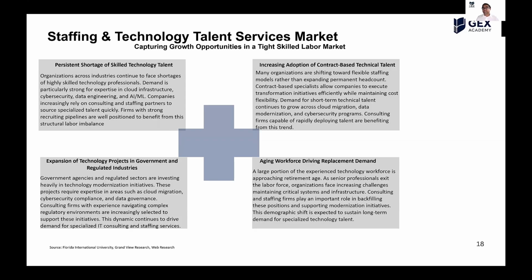So the second trend is the increasing adoption of contract-based technical talent. Historically, many organizations focused primarily on hiring full-time employees to support technology initiatives. But today, companies are increasingly utilizing flexible staffing models that allow them to scale resources up or down depending upon the project requirements. So for organizations undertaking cloud migrations, cybersecurity initiatives, data modernization projects or software implementations, contract-based talent can provide specialized expertise without permanently increasing the headcount.